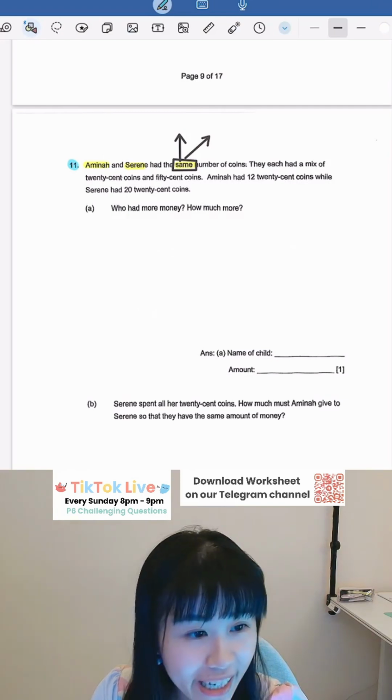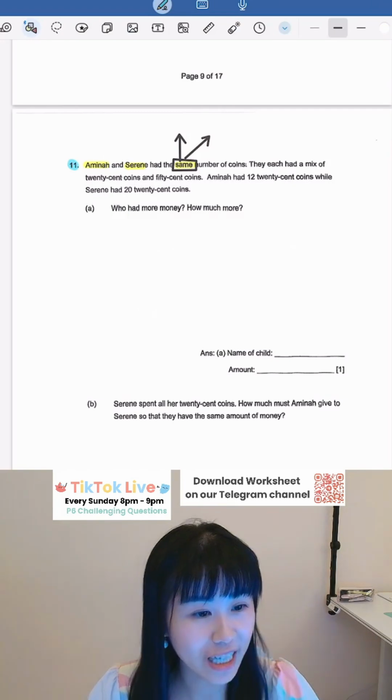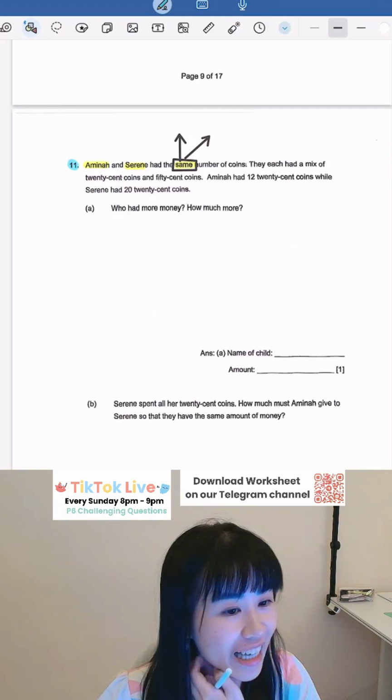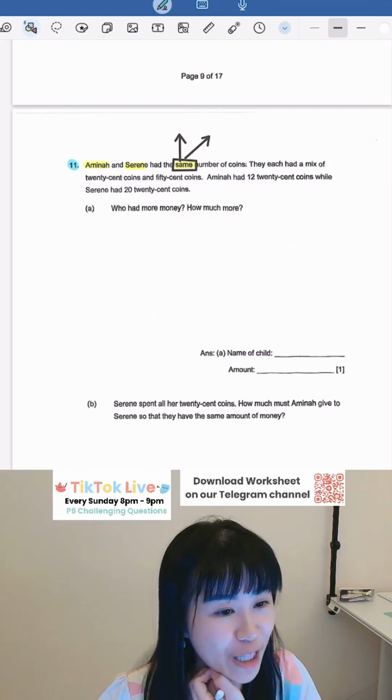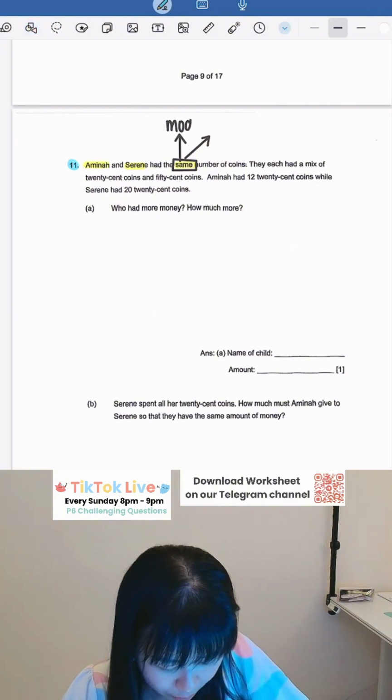Ratio and make all equal. Before you make all equal, you need to have... yes, Terry, model and ratio. Thank you, Terry. Model and ratio.